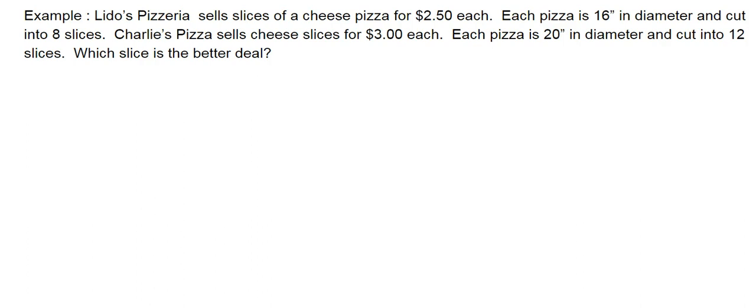So right now, we're going to be talking about sectors. We got to know that right now, sectors, because we want to know who's giving us more pizza for less money. Well, let's take a look at Lito first. So, Lito's Pizza. It is 16 inches in diameter, so that's going to be an 8-inch radius.